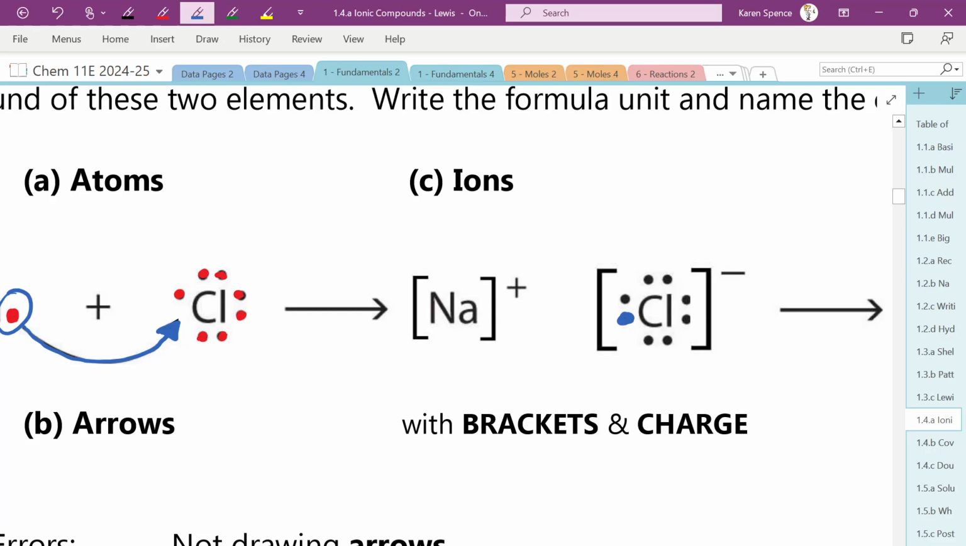And what we do is when we're done with that, we put brackets around them, and we put the charge on them. Is that good? Okay. So Na has no electrons left in its valence shell. We just put the brackets around it and the plus charge on the outside. Chlorine now has a full outer shell. So we show that. We put the brackets around it and we put the -1 charge on the outside.